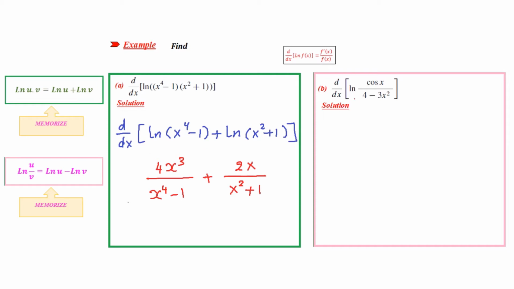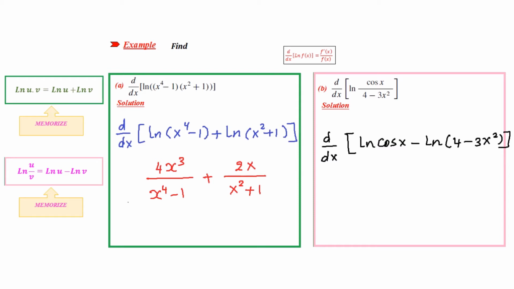For part B, you have to find d/dx for ln of (cosine x divided by 4 minus 3x squared). We have a division inside ln, so you can simplify before you start finding the derivative of this function. As you know, ln(u divided by v) equals ln u minus ln v. So you have to find the derivative of ln(cosine x) minus ln(4 minus 3x squared), using the second rule.